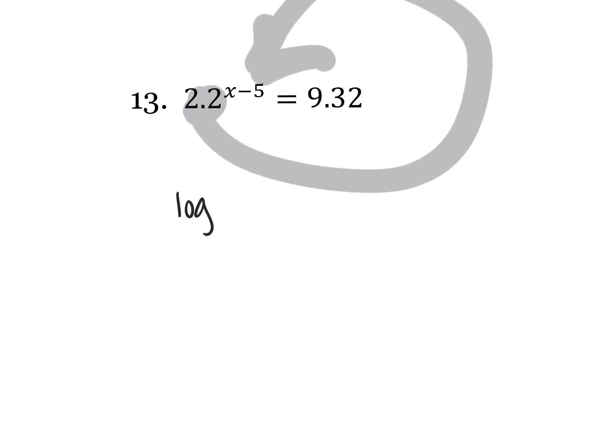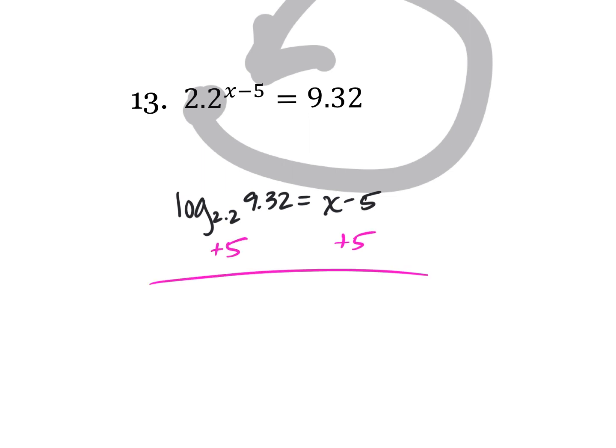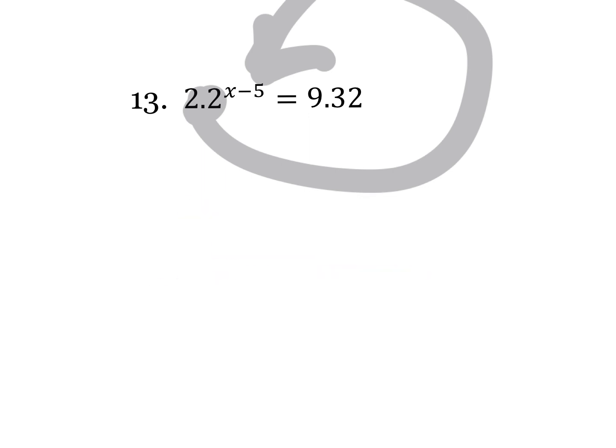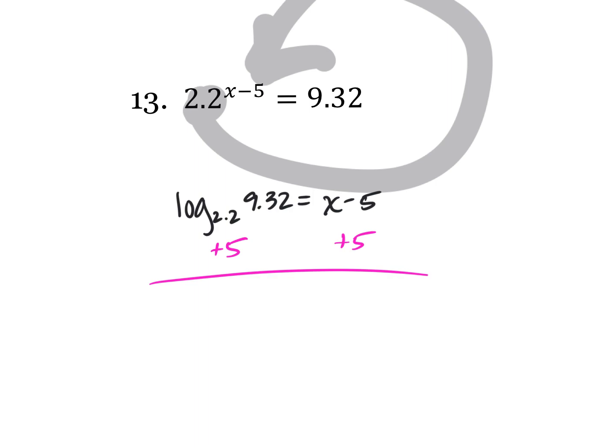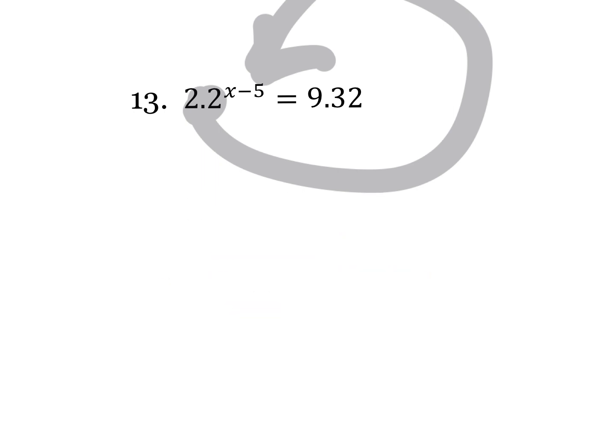Log, what's my base? 2.2 of, perfect, equals, booyah. What are we doing? Just add 5. So we're going to type that entire left side plus 5. I do need to do log base. Math, up arrow, log base of 2.2, 9.32. Take all that, add 5 to it. 7.83. Beauteous.